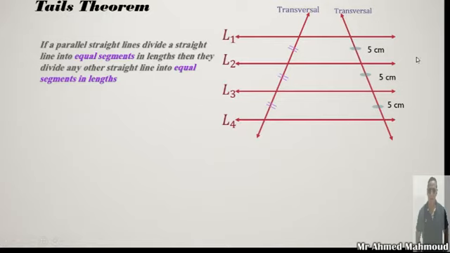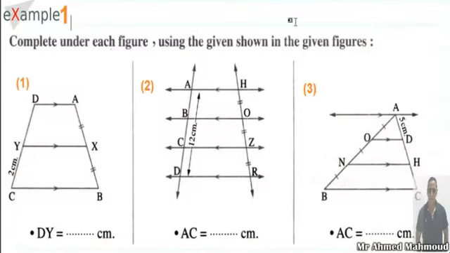Let's solve a problem on this one. In this example, complete under each figure using the given information in the figures. Number 1, we have here AB, AD parallel to XY parallel to BC. Now we have parallel straight lines, and AX equals BY, so we also have equal segments.